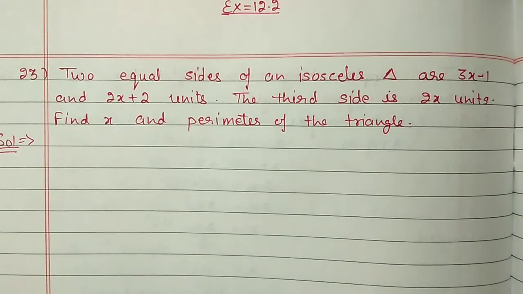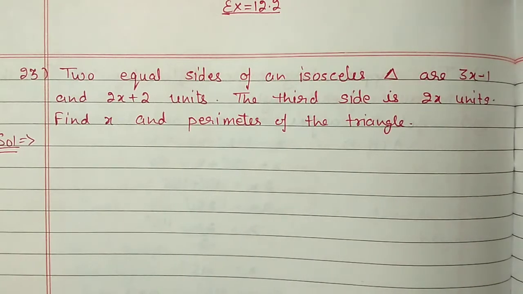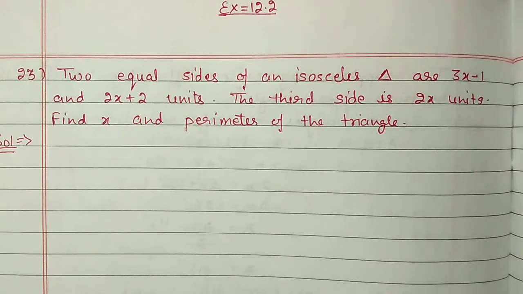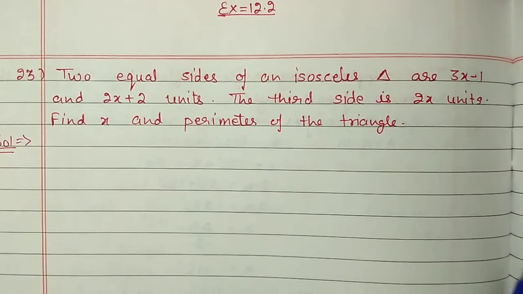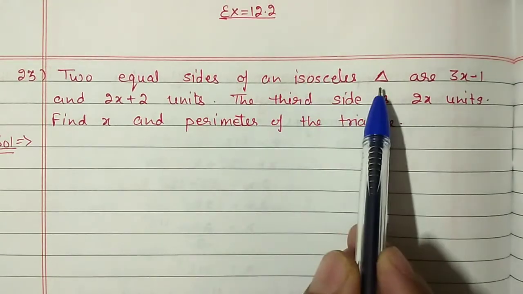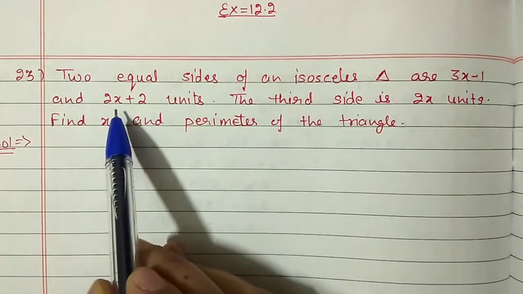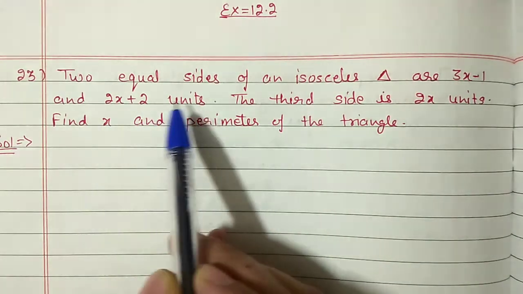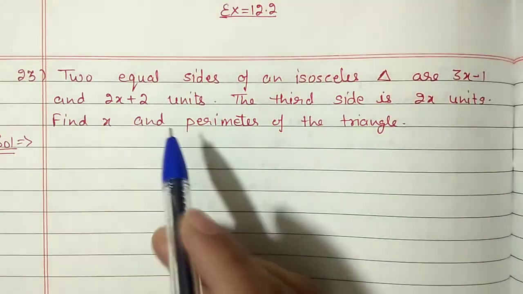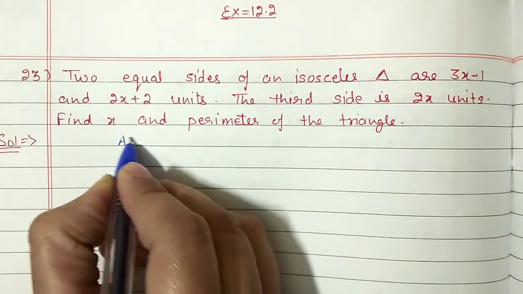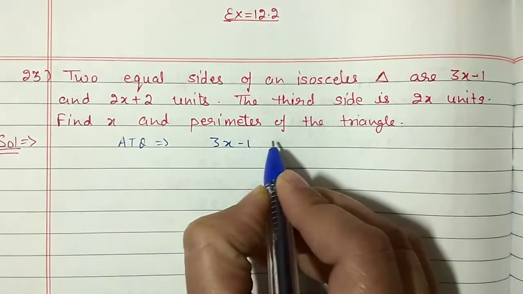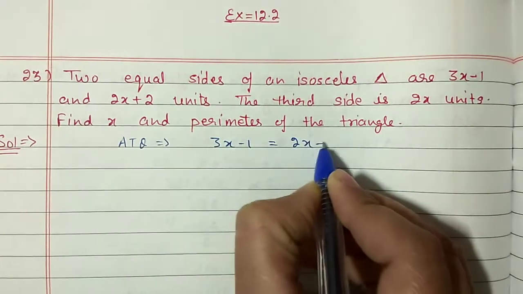Two equal sides of an isosceles triangle are 3x minus 1 and 2x plus 2 units. The third side is 2x units. Find x and the perimeter of the triangle. So they have given an isosceles triangle, and the two equal sides are 3x minus 1 and 2x plus 2. Two equal sides means this side and this side are equal. So according to the question, 3x minus 1 is equal to 2x plus 2.